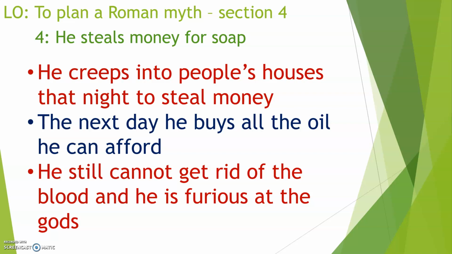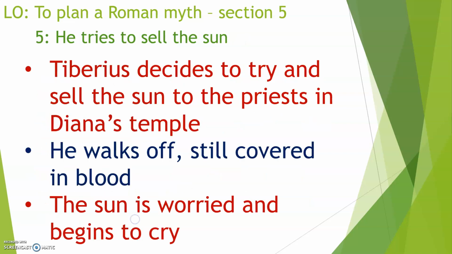So again, have a look at the model text, have a look at my plan, have a look at your plan. And I want you to fill in section 4 of your plan now. Okay, so let's look at section 5. So in section 5, that's where he tries to sell the son. Now, if you remember in the original one, that's where he tries to sell his daughter.